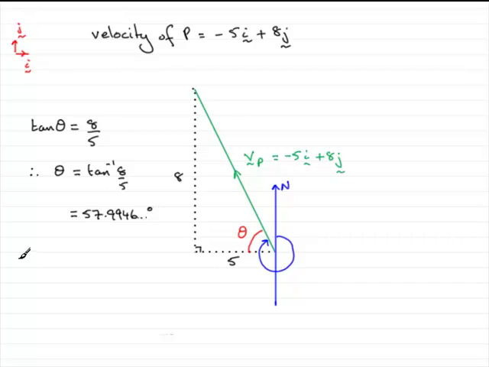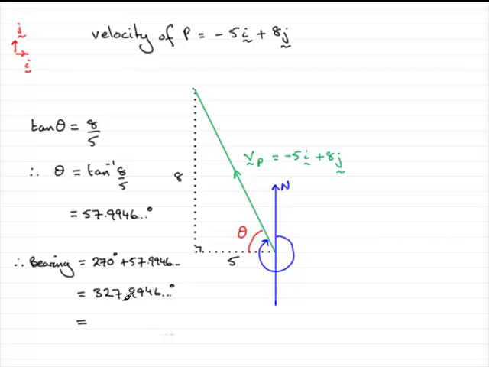So therefore, when it comes to the bearing, it is going to be equal to 270 degrees. That's, as I say, 3/4 of a turn to the dotted line, and then plus the 57.9946 and so on. Do that and you'll find that you'll get 327.9946 and so on. That's in degrees, and we've got to give it as a normal bearing.